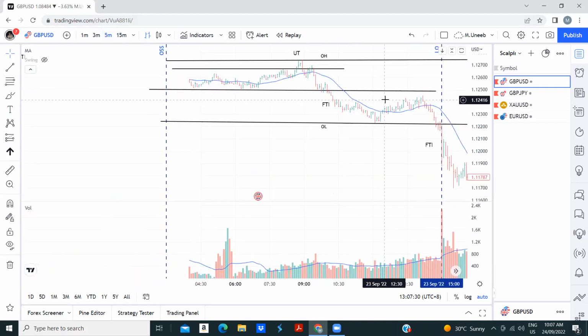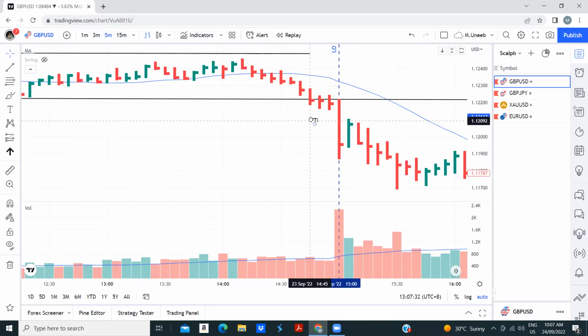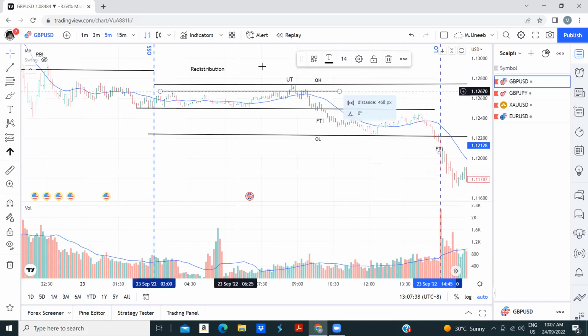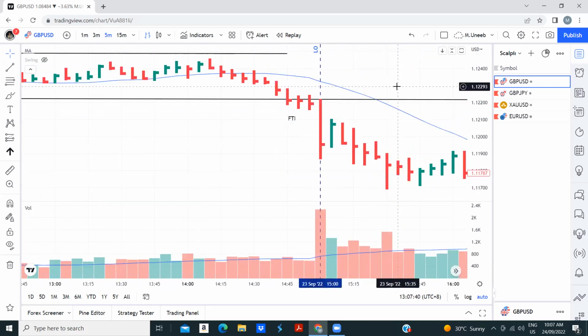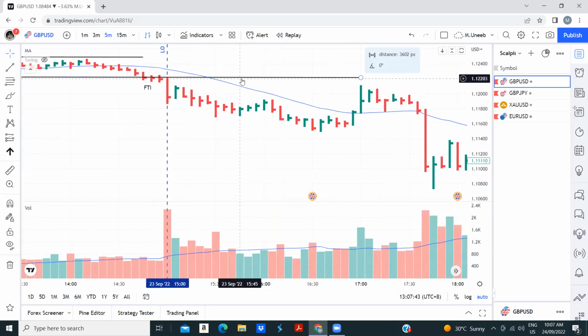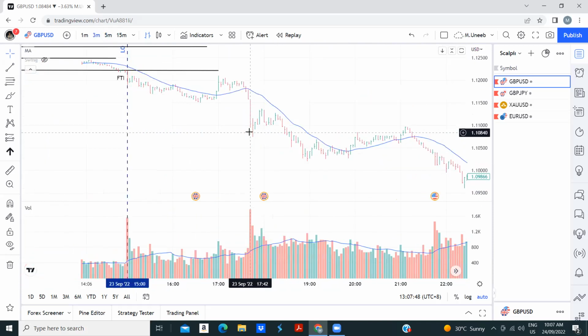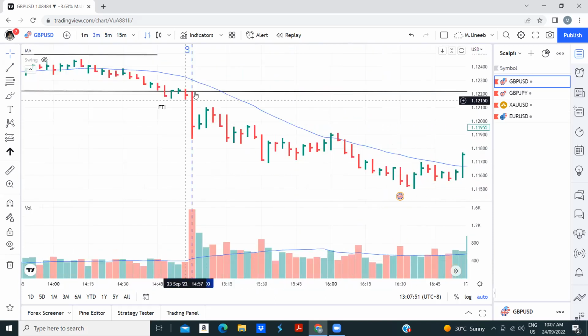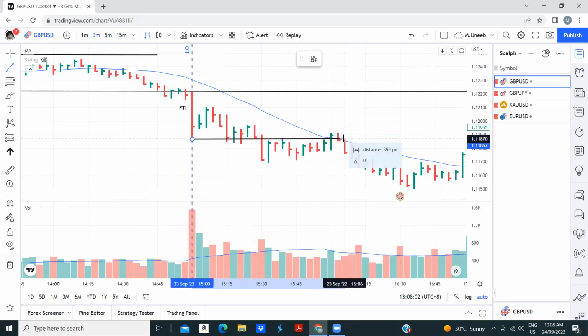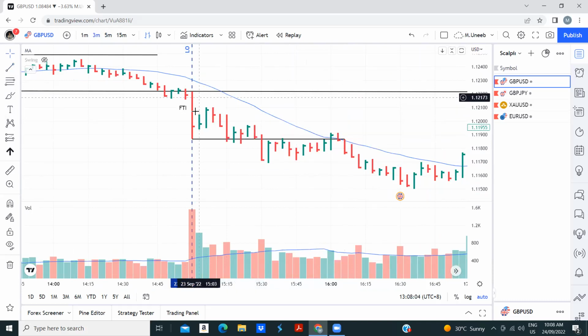This whole move is FTI, falling through ice, increasing spread. And this is redistribution structure. So if this is a spread here, then the point is where would you take a trade? Let's go to the 3-minute time frame. Here we have observed at 12, the price breaks down here, FTI. What I would normally do here is draw the range from here to here, because after FTI, there is always a redistribution structure, right?